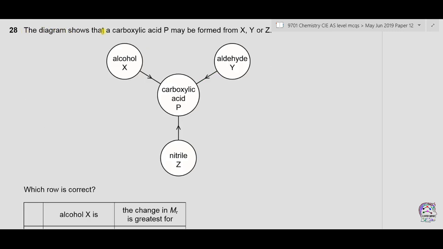Question number 28. The diagram shows that a carboxylic acid P may be formed from X, Y or Z. In the diagram we can see alcohol X converts into carboxylic acid. Now this is only possible when the alcohol is a primary alcohol, because a primary alcohol first converts into an aldehyde, and the aldehyde further oxidizes into carboxylic acid. If it is a secondary alcohol, then it does not convert into carboxylic acid because it will convert into a ketone.